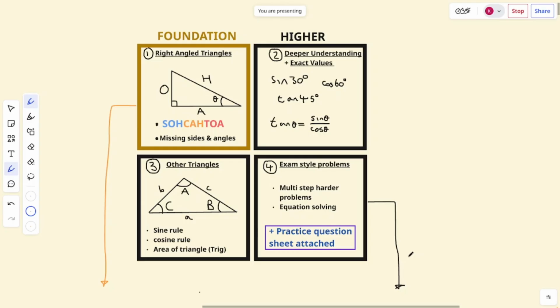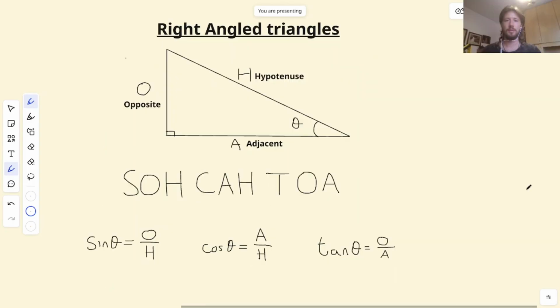Okay, let's get into the video. So, trigonometry on right-angled triangles. The first thing that we need to know is what is a right-angled triangle and how do we name the sides on a right-angled triangle. So a right-angled triangle is any triangle that has a right angle in it. That means 90 degrees, as shown here with that little box.